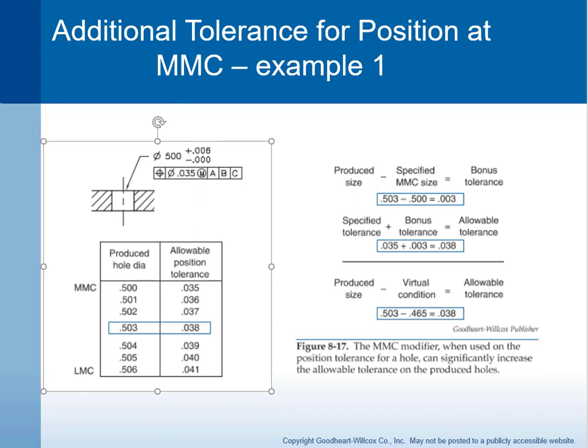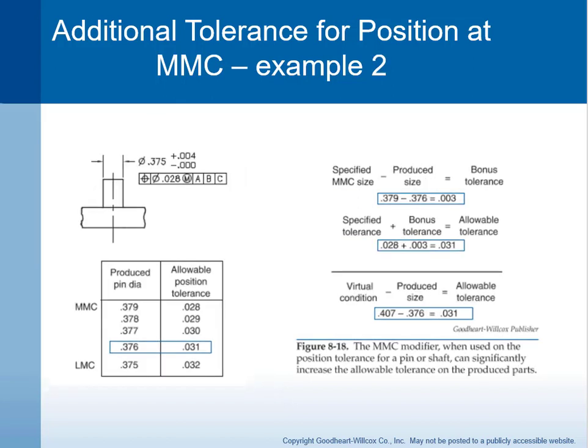Okay, let's do the same example except for a shaft. In this case we have a shaft of plus 4 thousandths minus nothing with 28 thousandths at MMC position tolerance. So we're going to produce this part at 376. 379 is the MMC size. 376 is the produced size. So if we subtract the produced size from the MMC size, we get 3 thousandths. We have our specified tolerance of 28 thousandths. We add to that our bonus tolerance of 3, and we get 31.